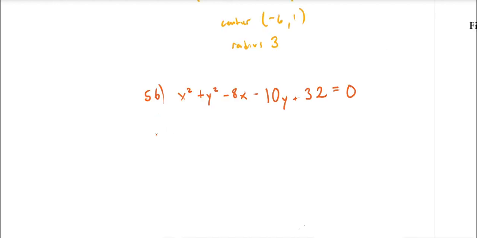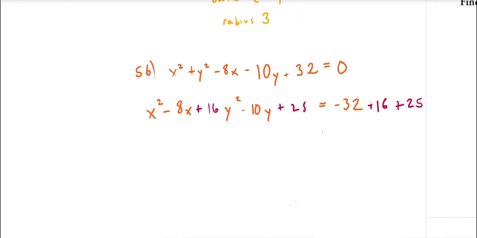So same setup as before. I want my x's pulled out front, leave a little space, and then put our y's. We bring our 32 over to the other side. What we want to do is take half of negative 8 and square it to give me 16, and add that here, and to the other side as well. Likewise, taking half of minus 10 and squaring it, we get 25, and I add that to the other side as well.